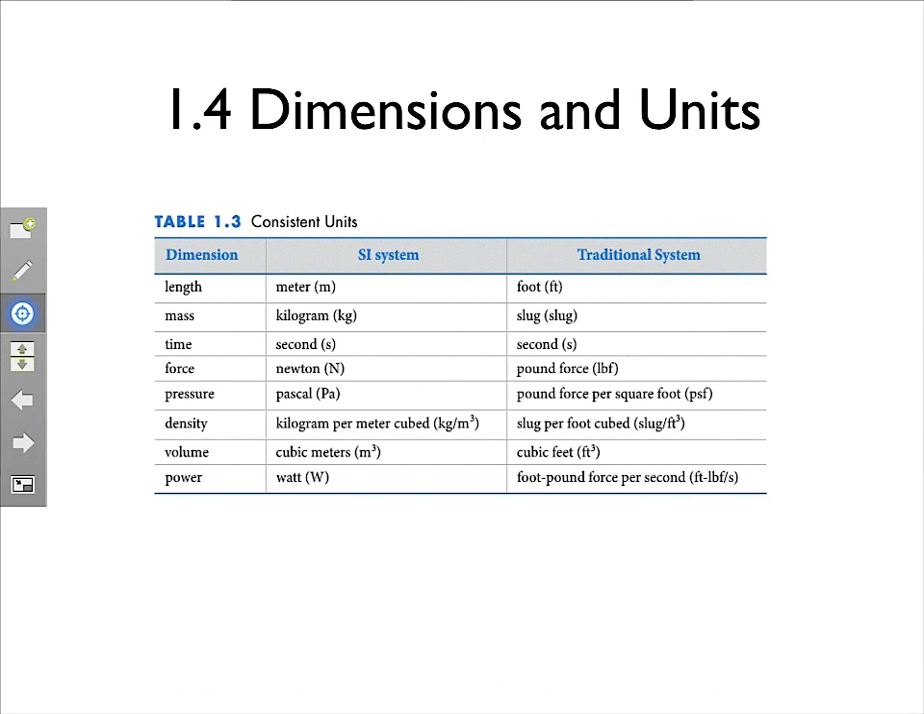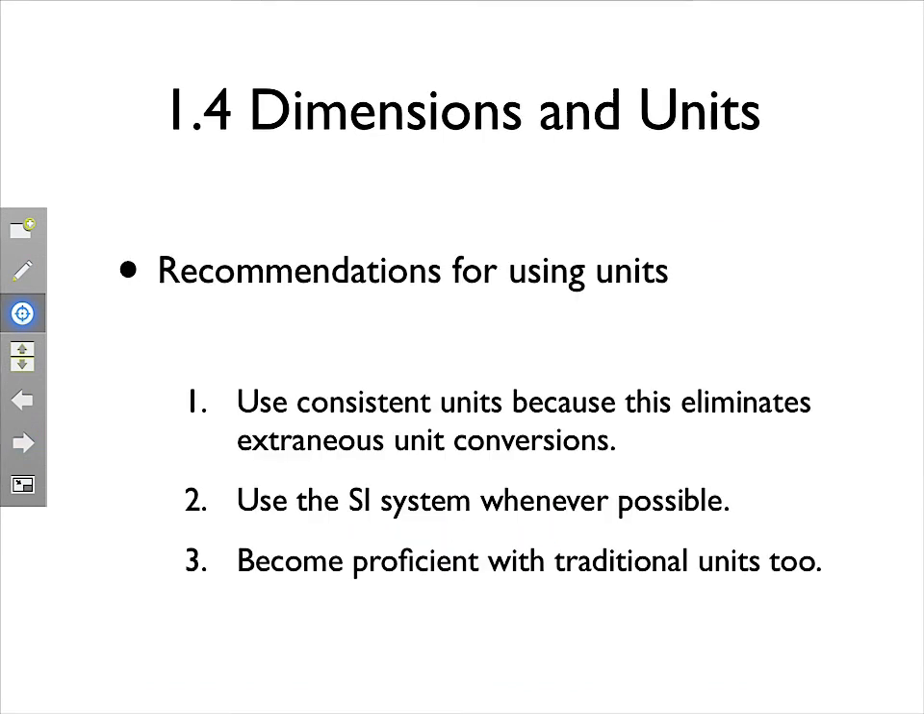Now, we know from past courses, statics and dynamics in particular, that we have 2 systems of units. We have the SI system, the metric system basically, and the traditional system, the British system. We like to typically use the metric system if we can, but we also have to be cognizant of the fact that some engineering problems will use the traditional system, so we need to know both. But if at all possible, we want to stick with the metric system.